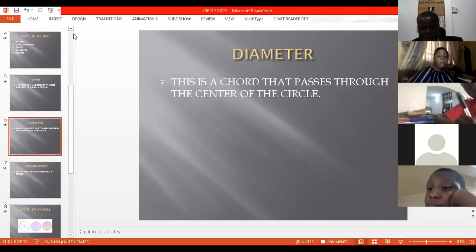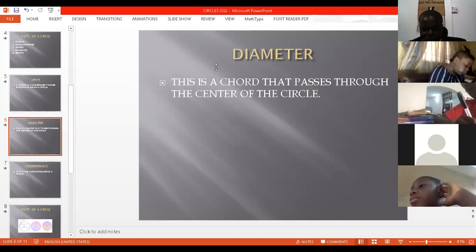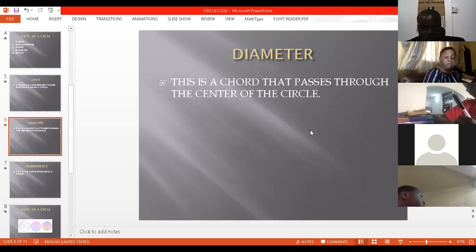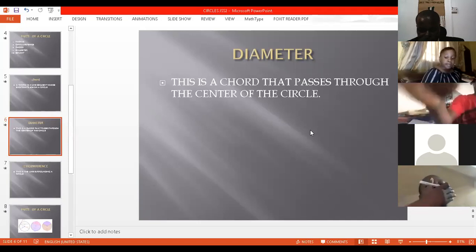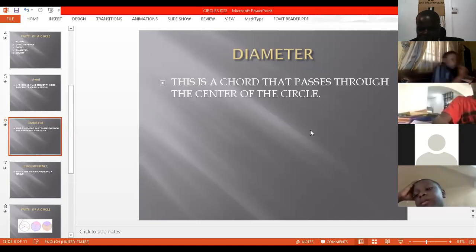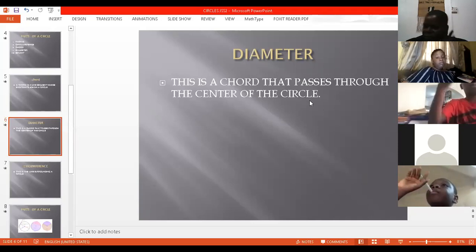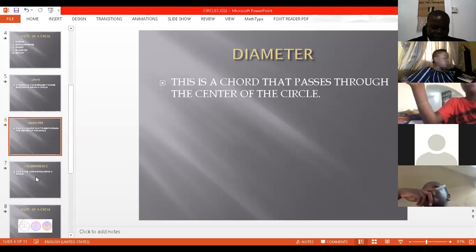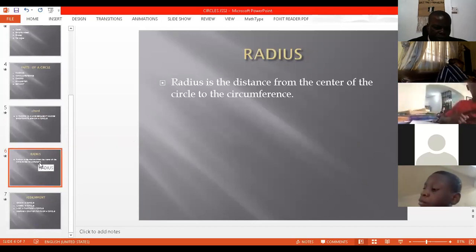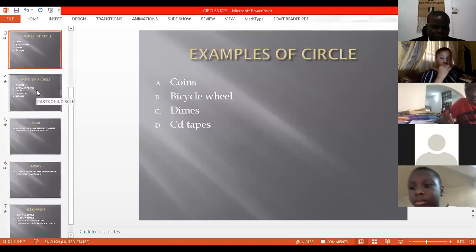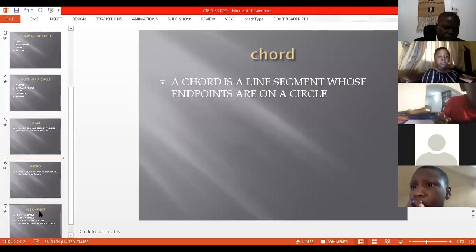Diameter is a chord that passes through the center of the circle. A secant is the line that cuts across the lower part of the diameter of a circle. Parts of a circle, then the chord, radius.